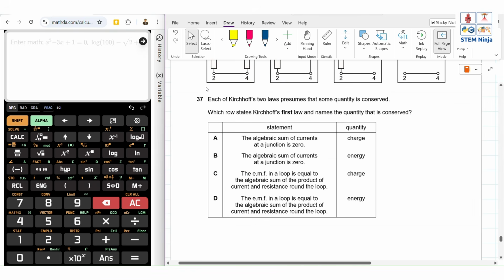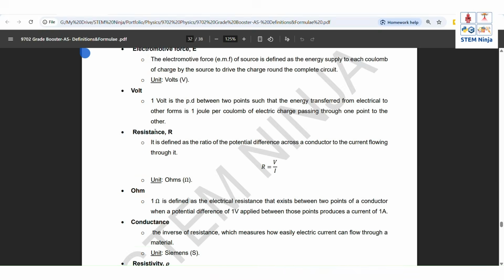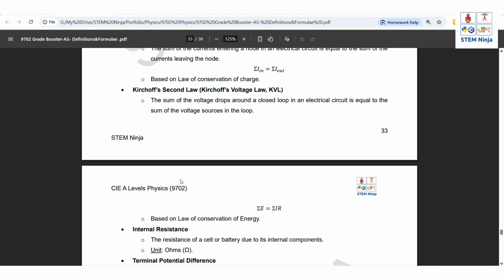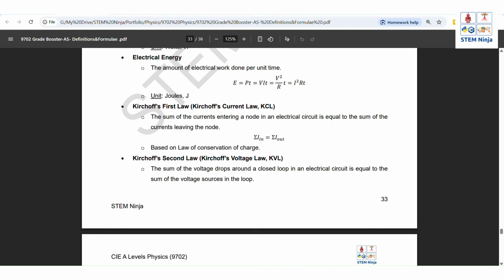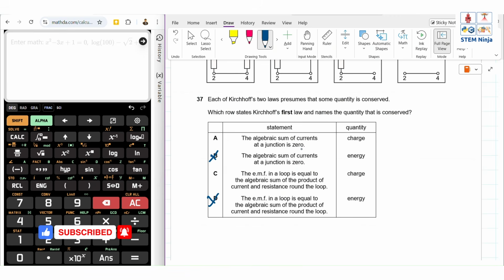Each of Kirchhoff's two laws presumes some quantity is conserved. Which row states the first law and names the quantity that is conserved? Second law is based on conservation of energy. First law is based on conservation of charge. So going back, energy gets cancelled. Algebraic sum of currents at a junction is 0. This is the only thing that is correct.